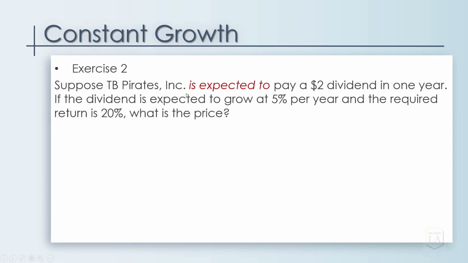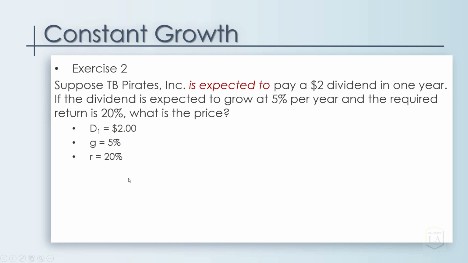So this company is expected to pay a $2 dividend. Note that the wording has changed. It was past tense before with exercise 1. However, in exercise 2, you can see it's the future tense, okay? It's expected it will pay $2 for dividends in 1 year. What that indicates is D sub 1 should be 2. It's expected to grow at 5%, so the growth rate is 5%, and the required rate of return is 20%.